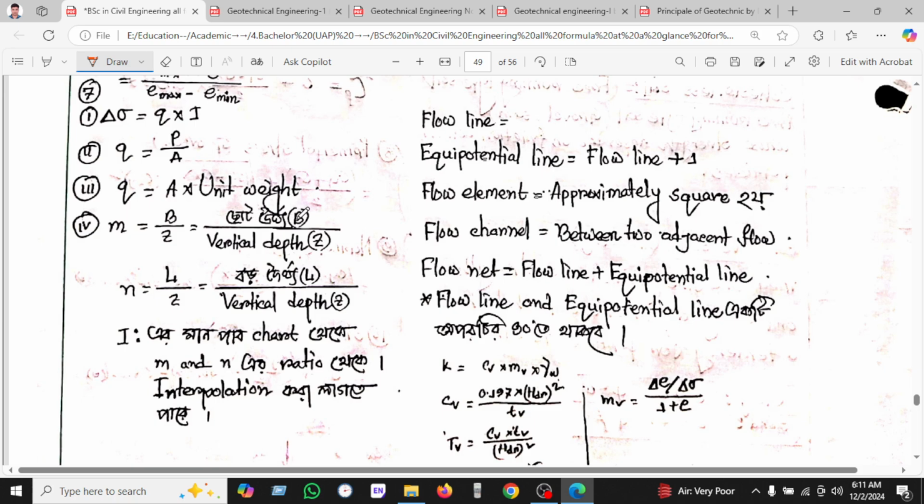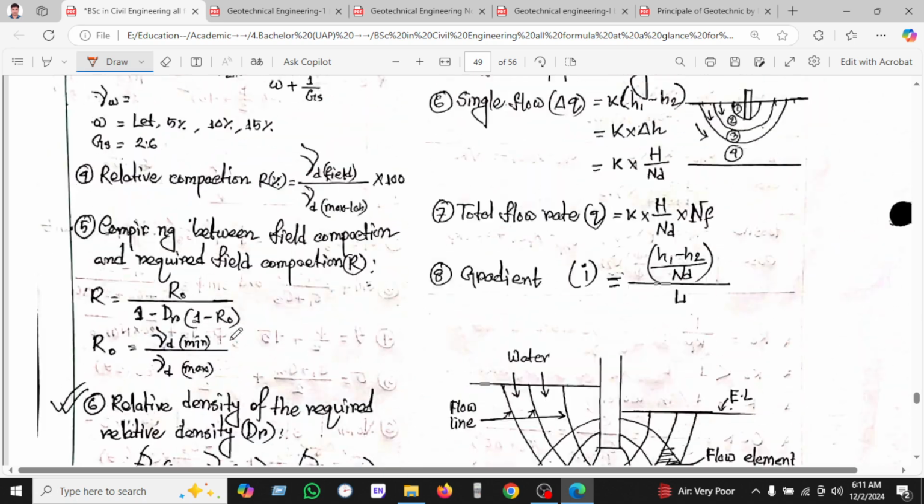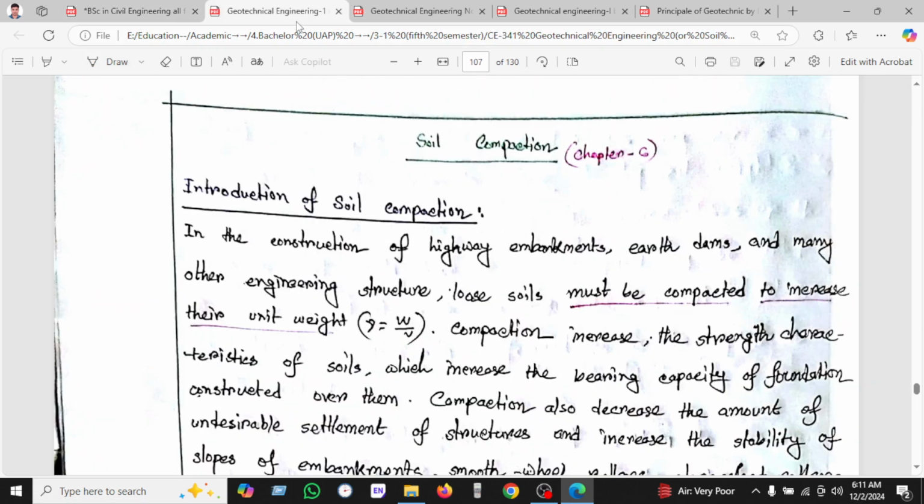M equal to B by Z, so the smaller portion is B and the vertical depth is Z. N equal to L by Z, where L is the bigger length and Z is the vertical length, and we'll find the I value from the chart. Okay, let's see. So this is our soil compaction.